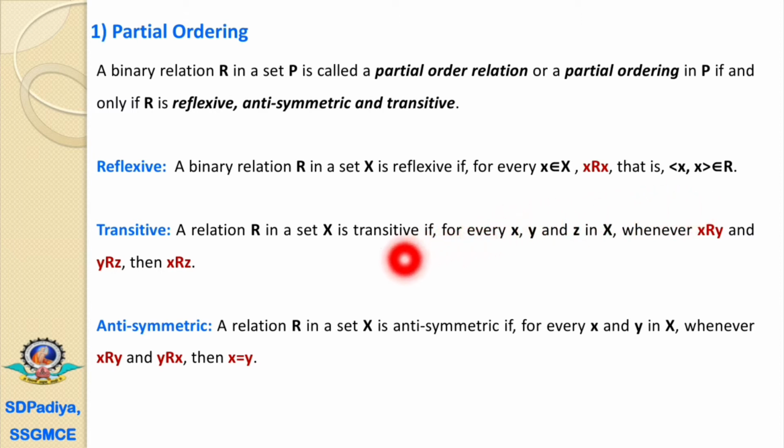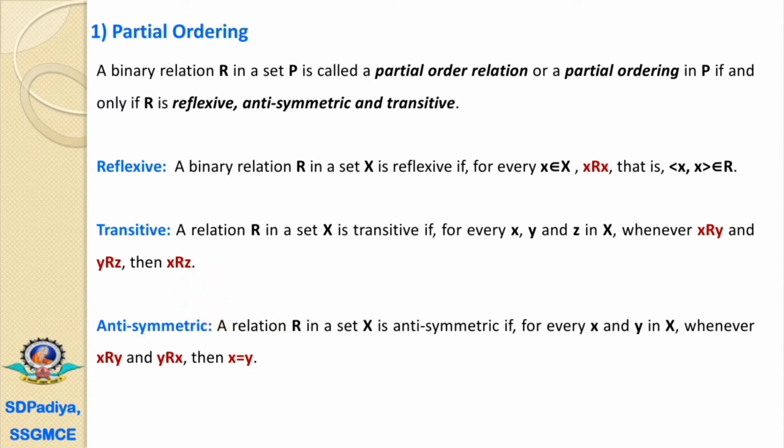The second is transitive. A relation R in a set X is transitive if for every x, y and z in the set X, whenever x has a relation with y and y has a relation with z, then there is a direct relation of x to z. Then we call this relation a transitive relation.